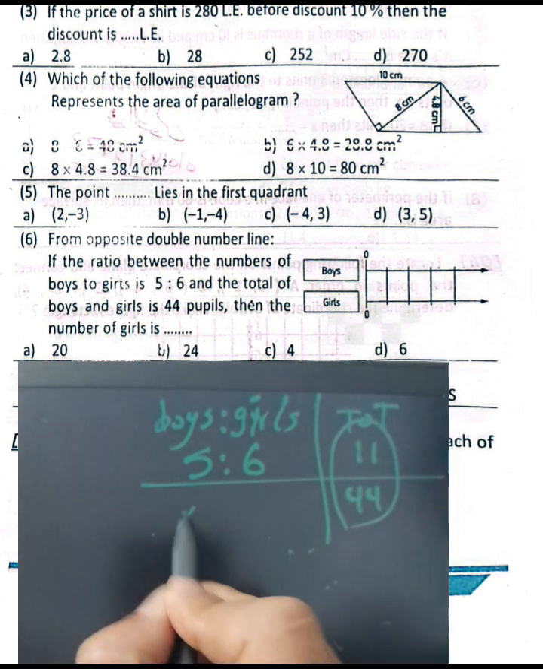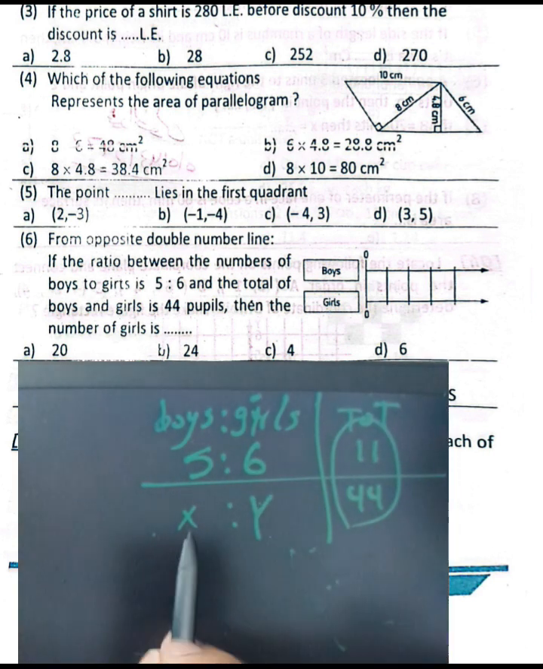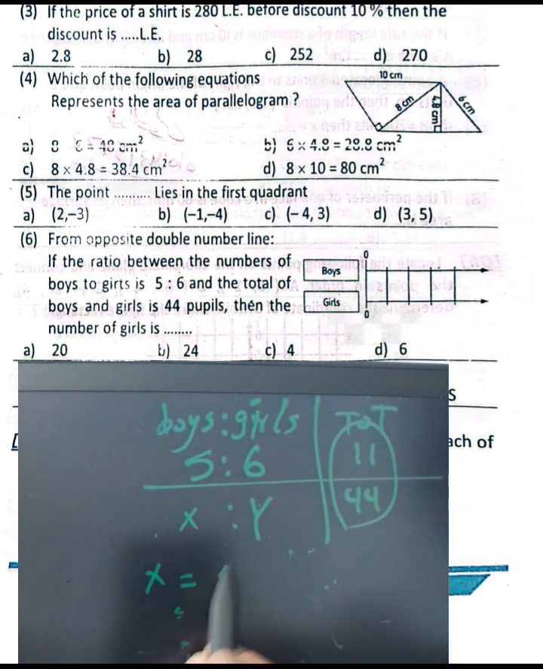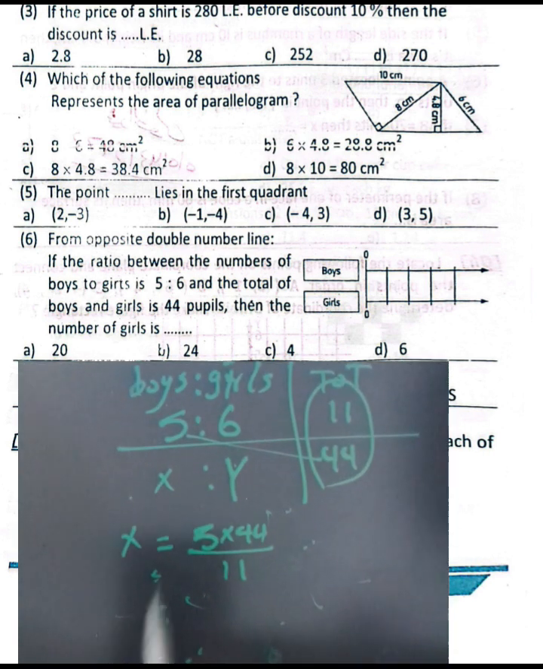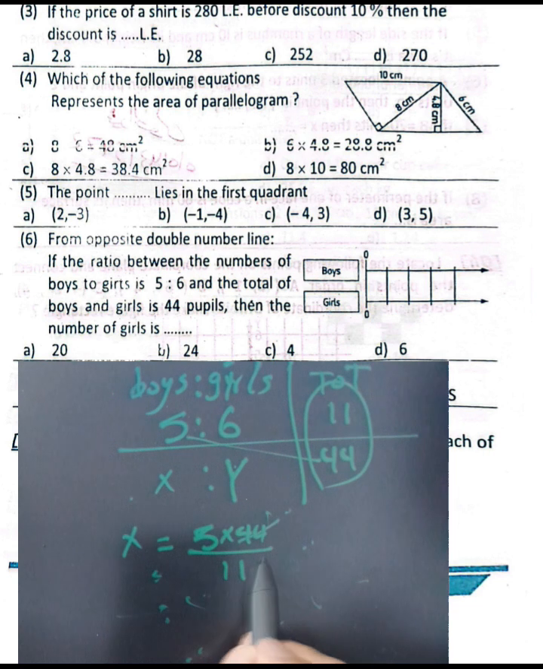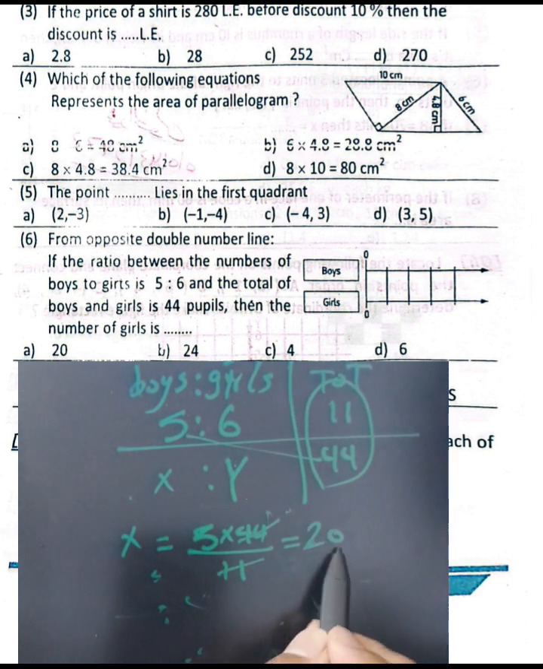Here put x and y. X refers to the number of boys. Then the number of boys will be 5 times 44 over 11. Okay, use the rule: the product of extremes equals the product of means. 44 divided by 11 equals 4. 4 times 5 equals 20.